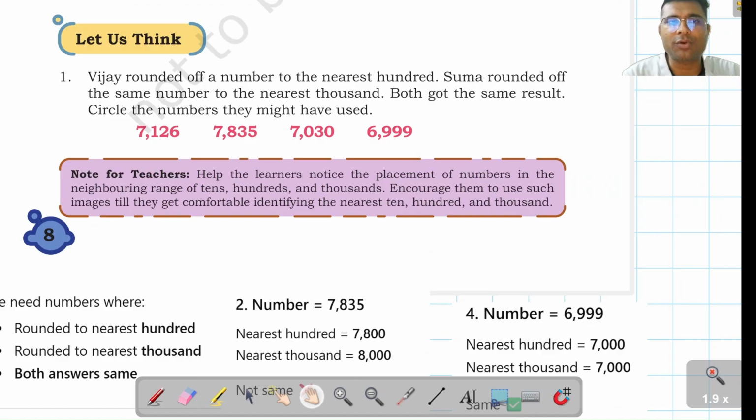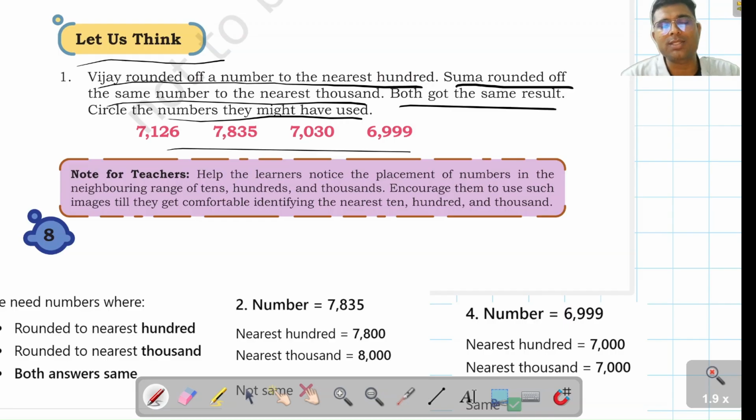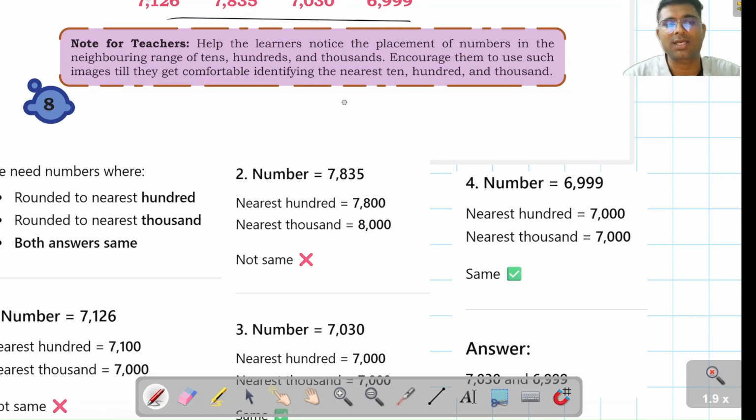So I'm starting from page number 8, last question, that is Let us think. Which rounded off a number to the nearest 100, Summa rounded off the same number to the nearest 1000, both got the same result. Circle the number they might have used. So we have 4 options, बच्चों. Which rounded off any of these numbers to the nearest 100 and Summa rounded off the same number to the nearest 1000, and the result is the same. So we have to find which is the correct answer.